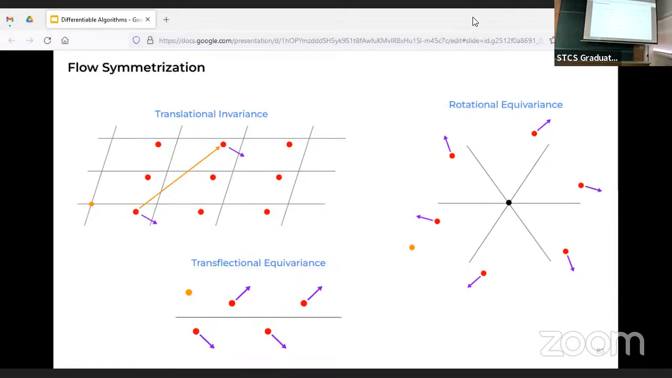We want translation invariance, that is, if the flow at this point is in this direction, then at any translated copy it should be the same. In transflexion, if the vector is in this direction, after reflection the flow vector should also reflect. And in rotation, if we take k-fold rotations, the flow vector should be rotated copies.